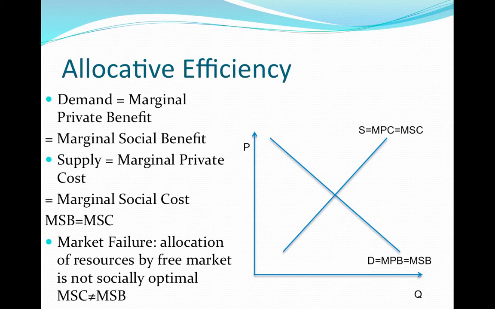And we have what's called a market failure. And I want you to write this down. It's the allocation of resources by a free market that is not socially optimal, where marginal social cost does not equal marginal social benefit. This is one acceptable definition of market failure. But please note that this doesn't always happen. Sometimes the costs to society don't equal the benefits, and the market fails to do what it's supposed to do.